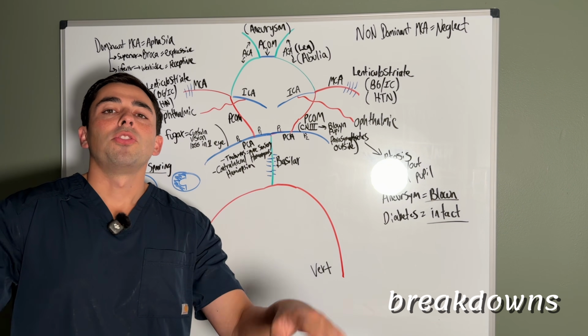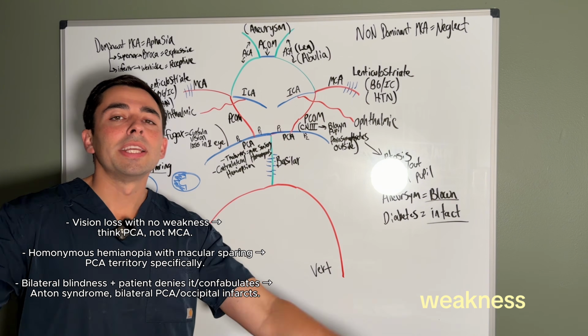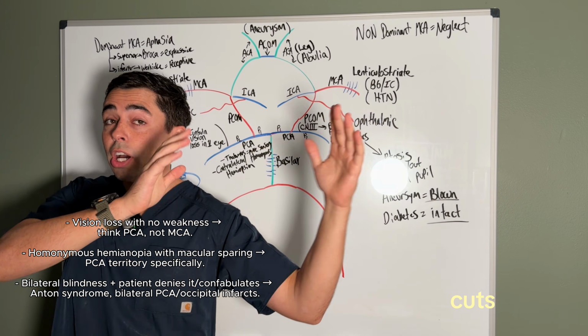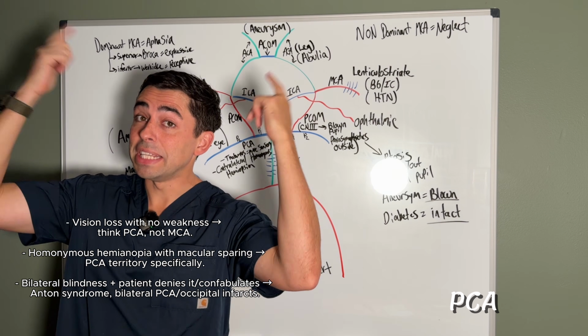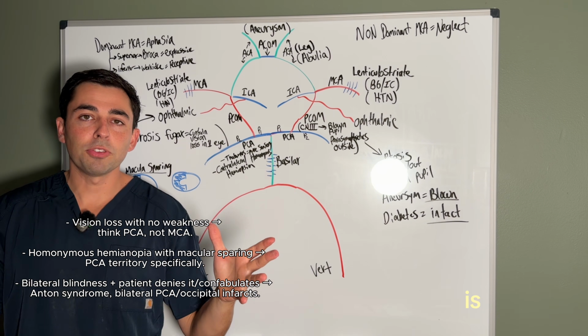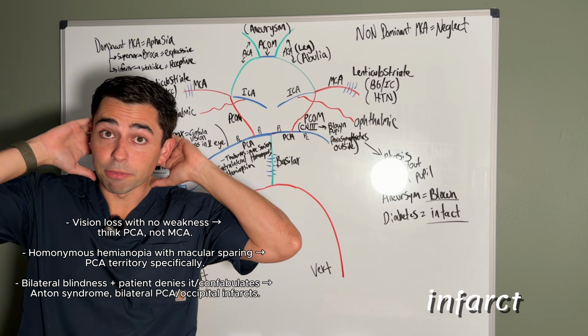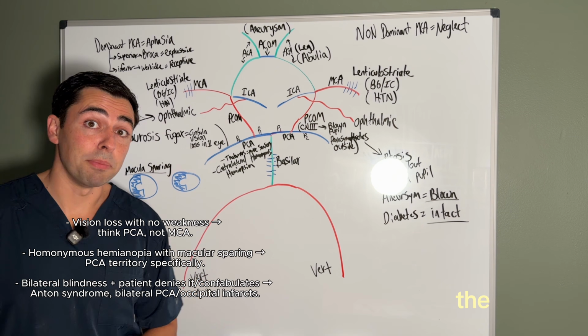Okay, key breakdowns. Vision loss, minimal weakness, think PCA, occipital lobe. Contralateral field cuts, macula sparing, think PCA infarct. Patient is blind but denies that they're blind, think bilateral PCA infarct, probably localizes to the basilar.